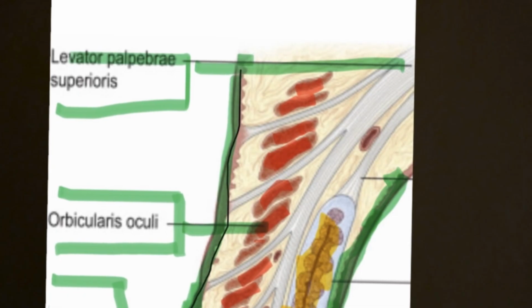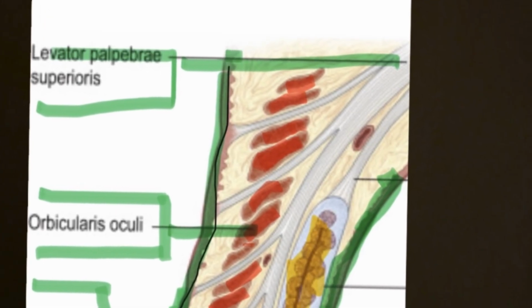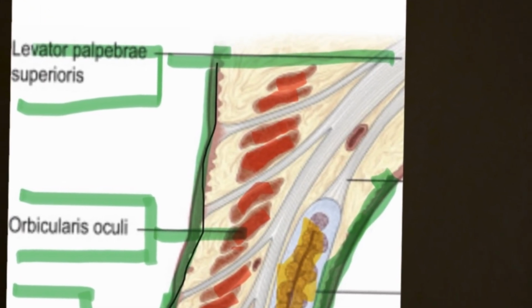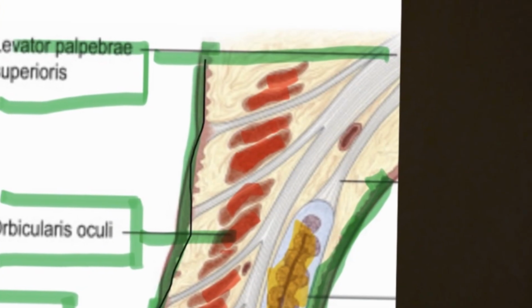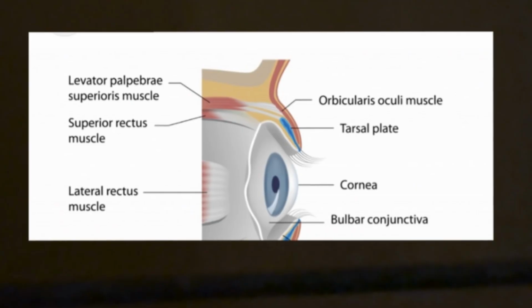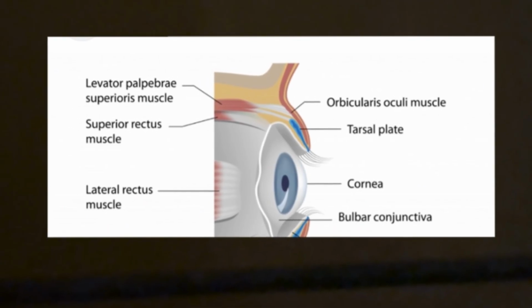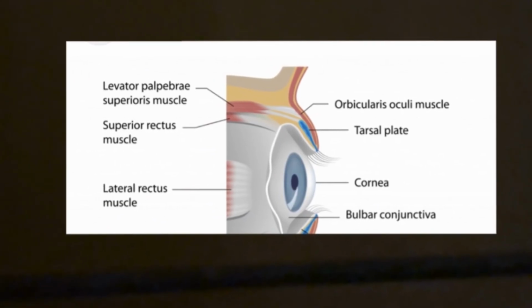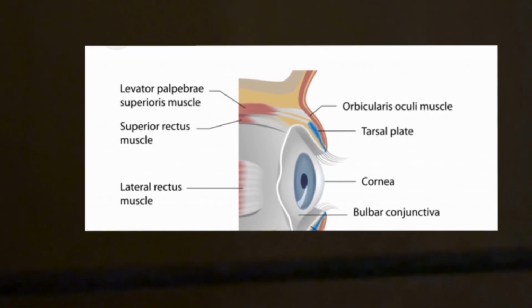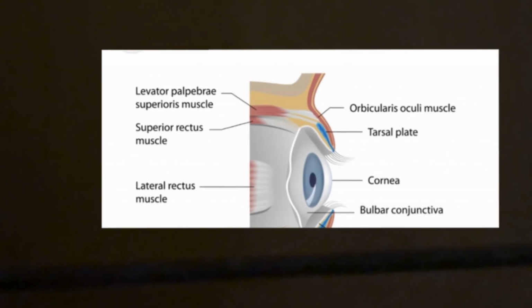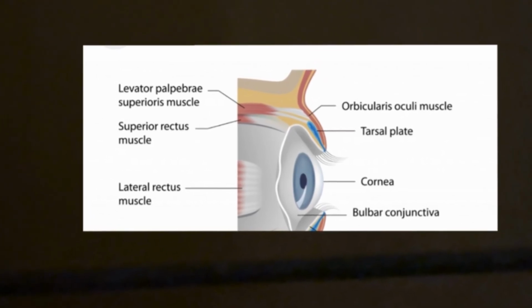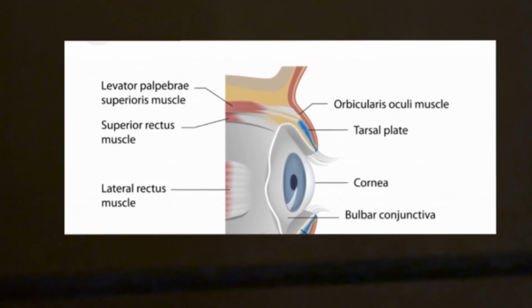Orbicularis oculi muscle. This muscle is responsible for closing the eyelid and blinking. It is innervated by the facial nerve, cranial nerve 7. Submuscular areolar tissue, a layer of loose connective tissue that lies beneath the orbicularis oculi muscle. Fibrous layer, tarsi and orbital septum.